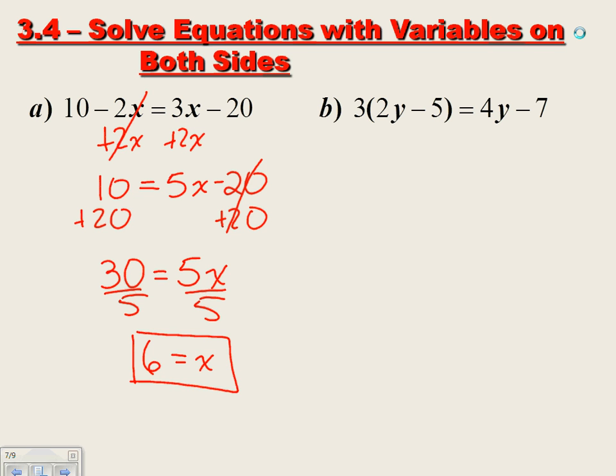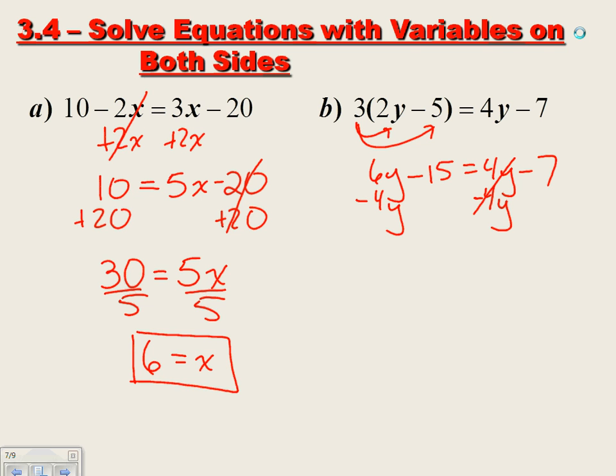For letter B, I'm going to do a certain property first. I'm going to do distributive property first. So therefore, I get 6y minus 15 equals 4y minus 7. I still have variables on both sides of the equal sign, and I will cancel the 4y by subtracting the 4y from both sides.